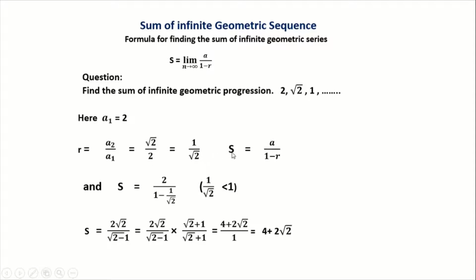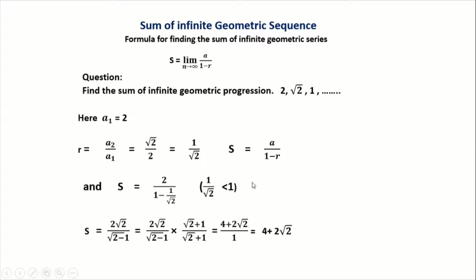So what is the value of S? S is A over 1 minus R. This is the formula for finding the sum of an infinite geometric progression. Here A is 2, and in 1 minus R, R is 1 by 2 square root, and 1 by 2 square root is less than 1.